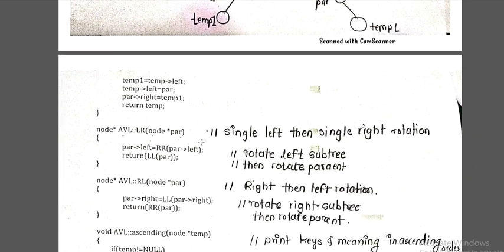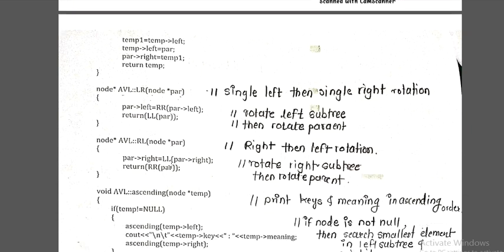Then next comes the left right and the right left. In left right rotation, what is the thing we have to follow? Here we have to rotate the tree: first we have to rotate the left subtree, and then we have to rotate the parent with a right operation. So we perform the left operation here, and then we perform the right operation over there.